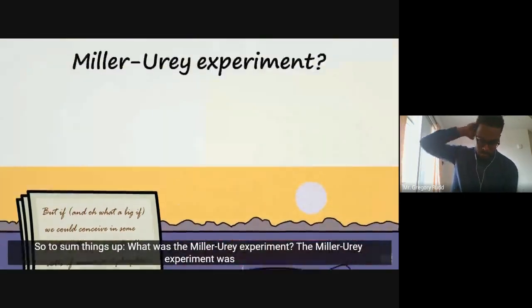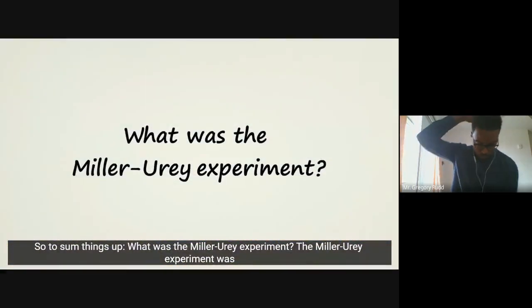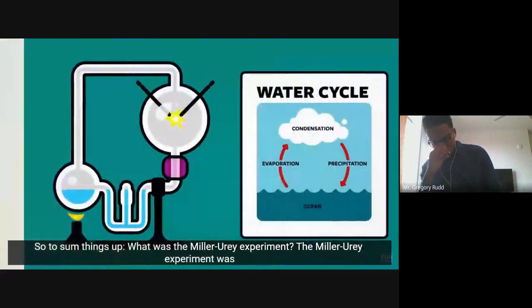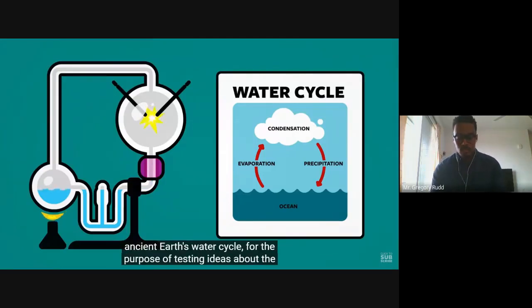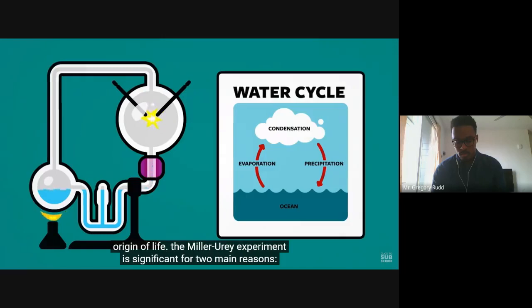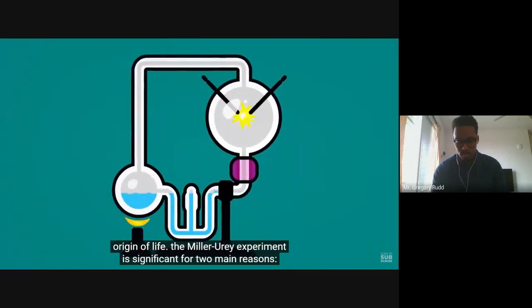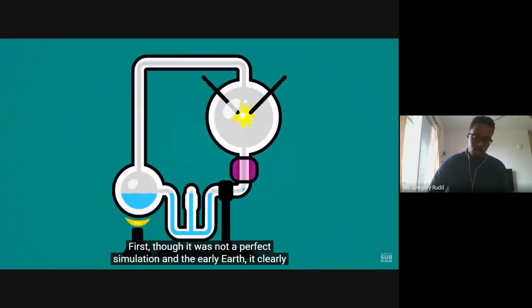So to sum things up, what was the Miller-Urey experiment? The Miller-Urey experiment was our first attempt at simulating ancient Earth conditions, in this case, the ancient Earth's water cycle, for the purpose of testing ideas about the origin of life. The Miller-Urey experiment is significant for two main reasons.